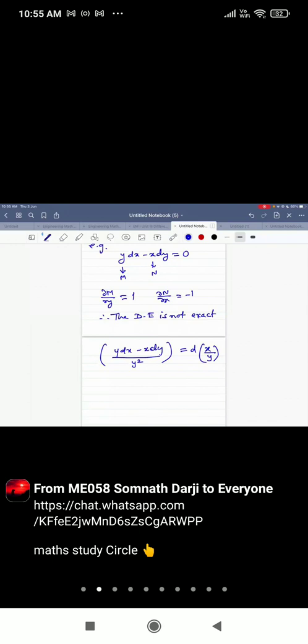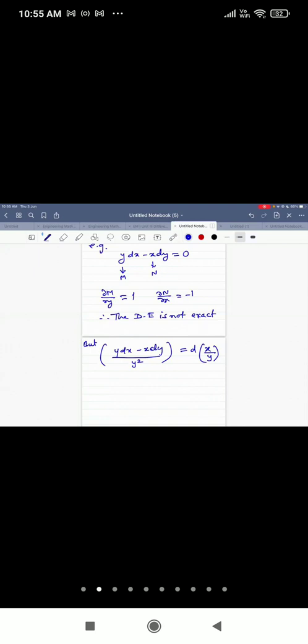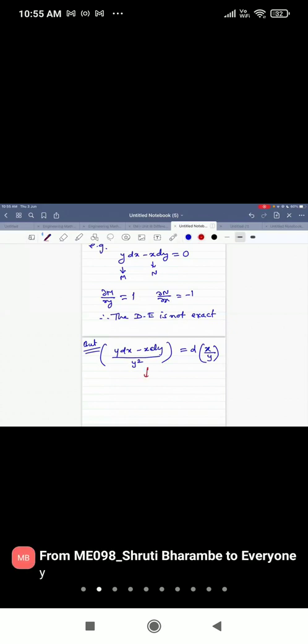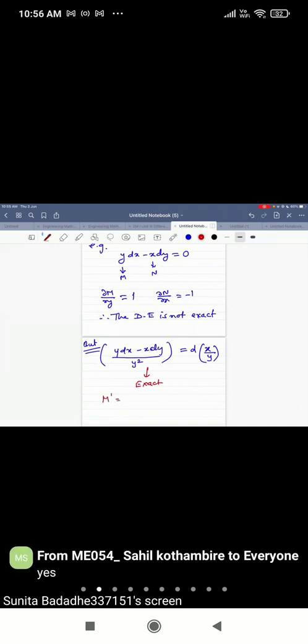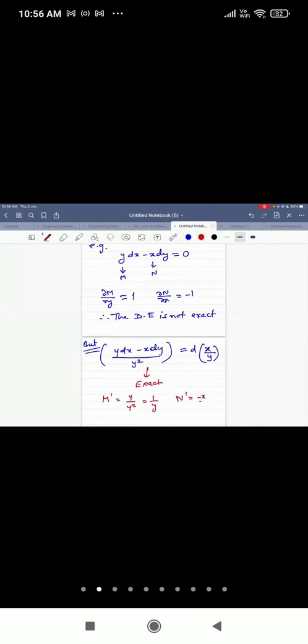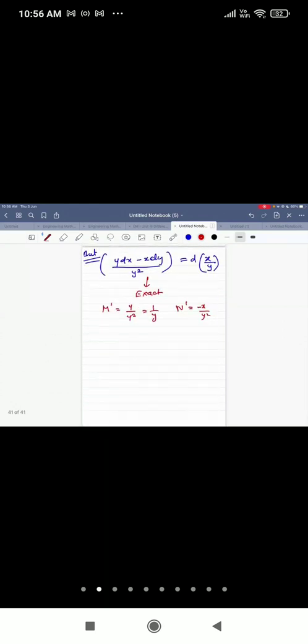Is it clear? Now this is d of x upon y. So now the left hand side function is exact. You can check: what is your M dash? I'll call it M dash. M dash is y upon y square, that is 1 upon y. And what is your N dash? N dash is minus x upon y square. So what is ∂M'/∂y? It is minus 1 by y square. And what is ∂N'/∂x? That is also minus 1 upon y square. So these are the same, isn't it?